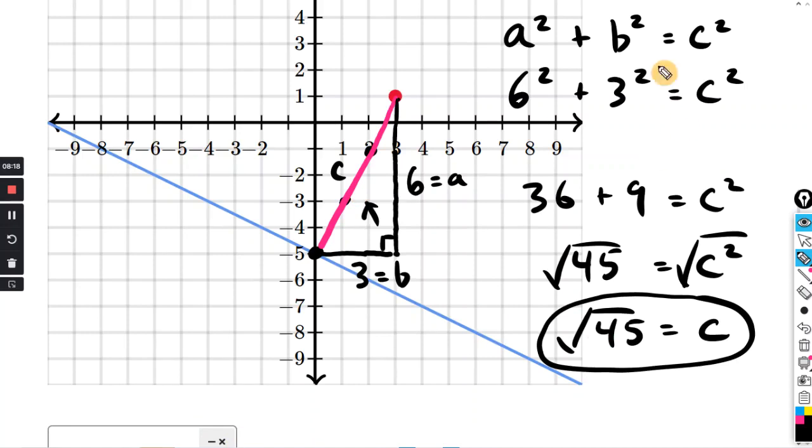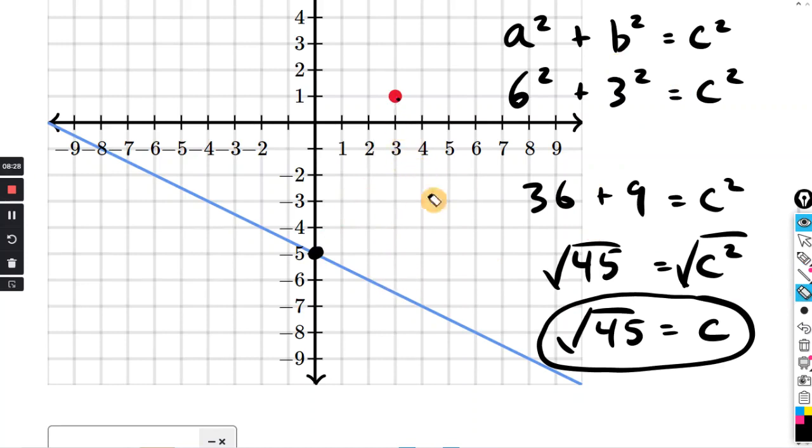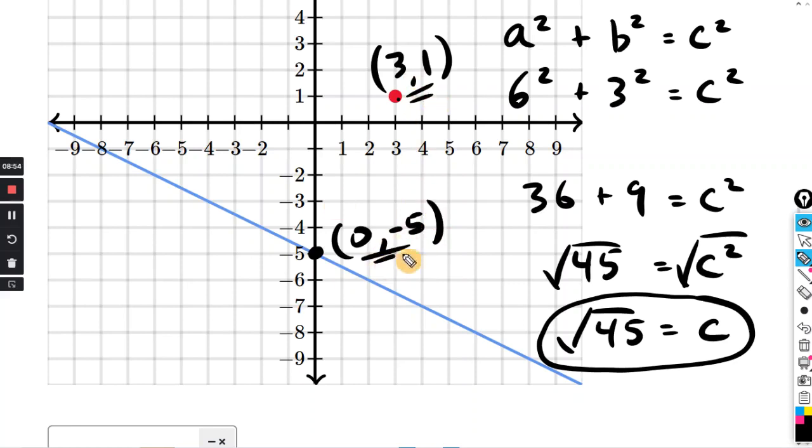Now if you don't like the Pythagorean theorem, you don't have to use it. If you don't want to make a right triangle, you don't have to. This is what you can also do. You need to get the coordinates if you want to use the distance formula. So this point here, the x coordinate is 3, and the y coordinate is 1. This point here, the x coordinate is 0, and the y coordinate is -5. And you can use the distance formula from 3, 1 to 0, -5.